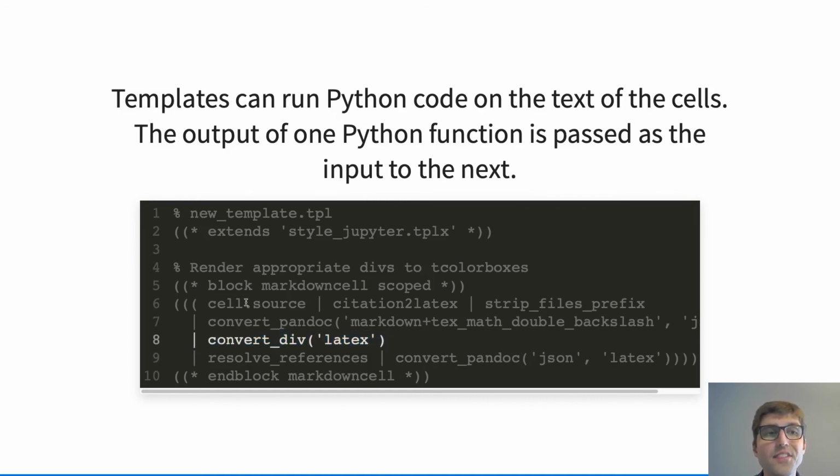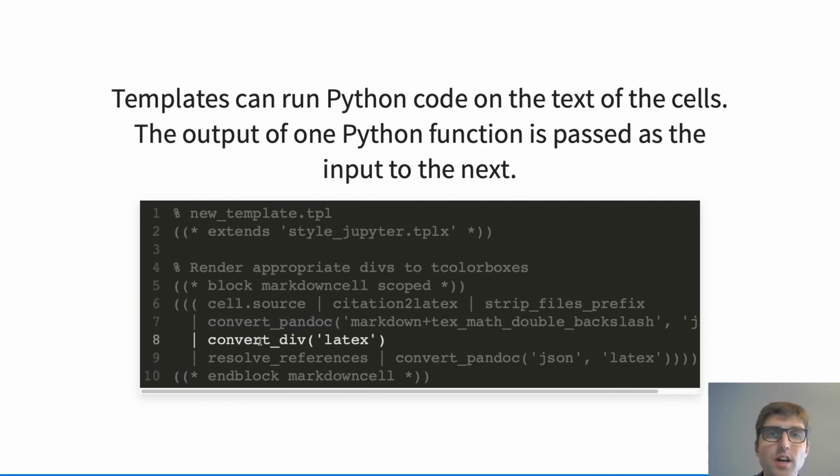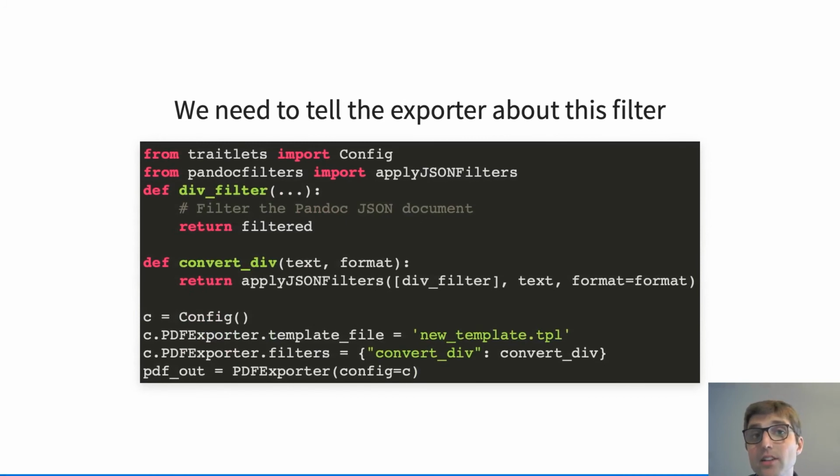In this, the pipes mean that the output from the previous step is sent to the next step. So we start with the cell source and pass it through all these functions, including converting it to pandoc JSON format, which is then worked on by our convert_div filter. The Python to define this convert_div is down here.